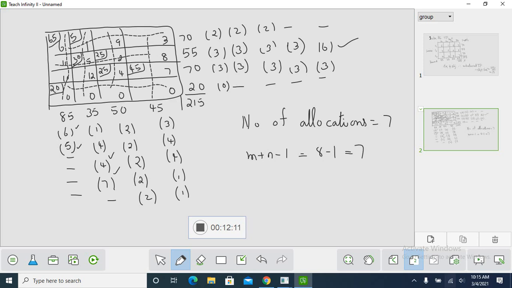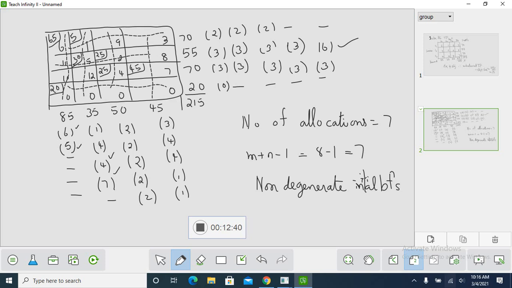value equal to 7. Now since m plus n minus 1 is equal to this, that is a non-degenerate solution has been achieved. Non-degenerate initial BFS is obtained. Non-degenerate initial basic feasible solution has been got for us.